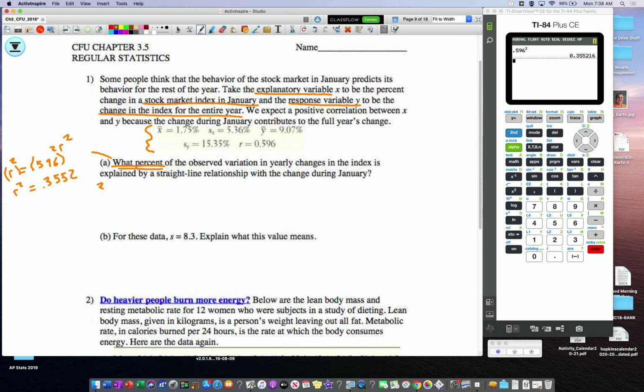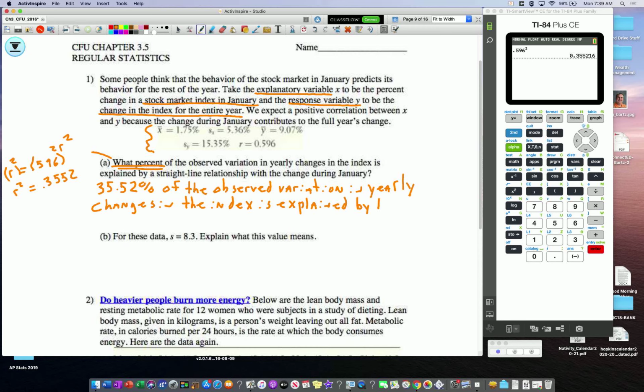So what we can say is 35.52%, and then I just pull it right from the problem, of the observed variation in yearly changes in the index is explained by the least squares regression equation. All right, that's all for A.